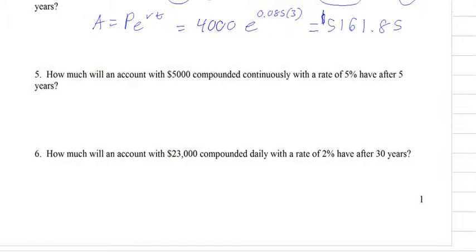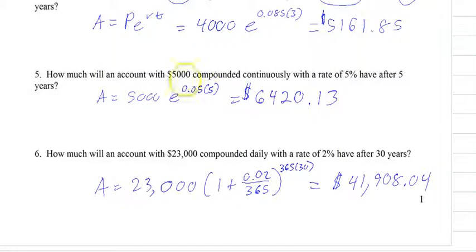So try those two for me. You got a continuous, you got a compounded daily. These are the two formulas. If you can do number 5 and 6, you're good. And there's the answer. So you should have used the continuous formula here and the compounded formula here for daily, weekly, and so on. And those are the answers you should get.